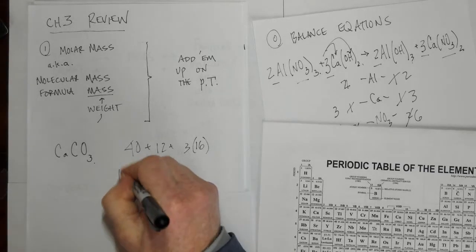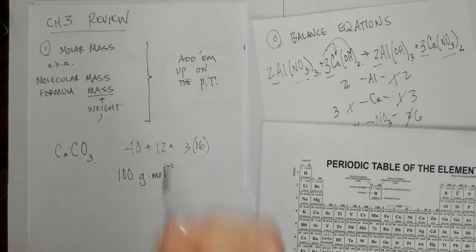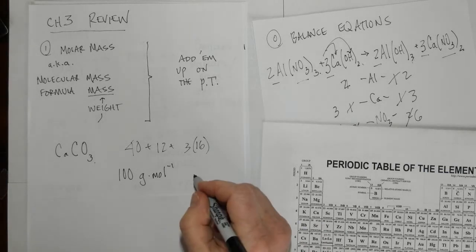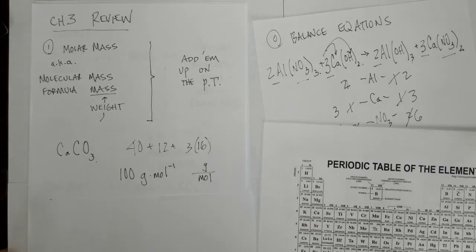So I have 100, and the units on that are always grams per mole, because these formula masses or atomic masses on here are analogous to the number of grams in 1 mole of that particular substance. So you can use the methodology that I gave of grams times moles to the negative one, or grams over moles like this is okay as well.